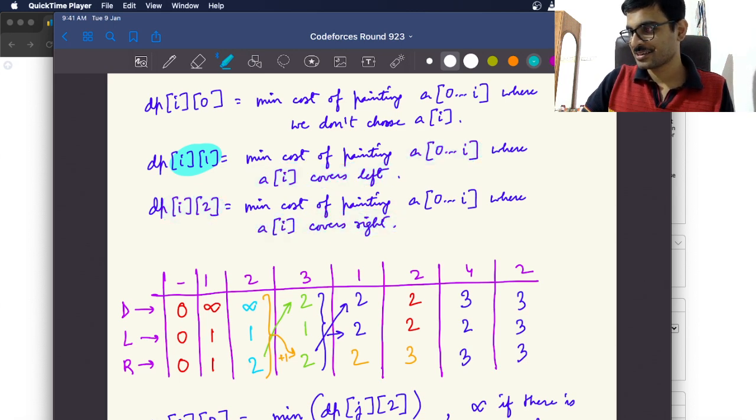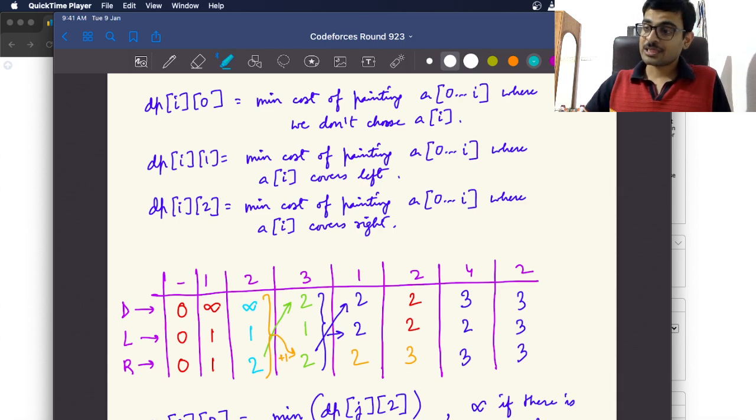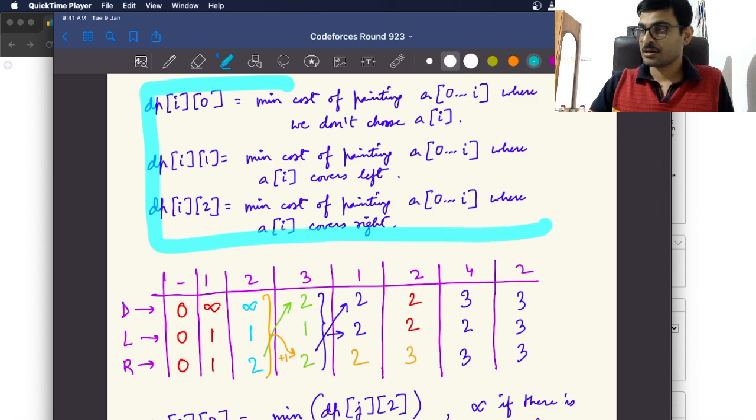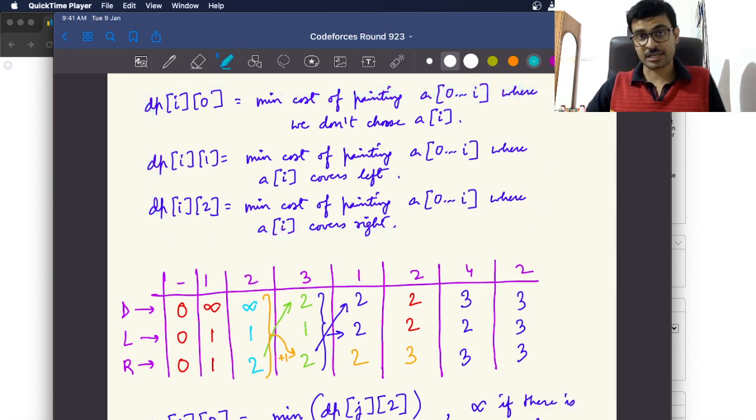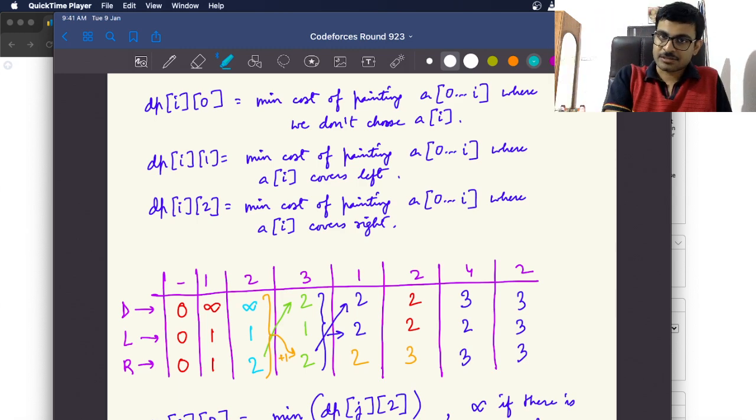Okay. Now the question is, will it help me? Will this particular formulation help me? Is this a good formulation? How can we answer that? There is only one way to answer that. We have to form the relationship between these states and the previous states.